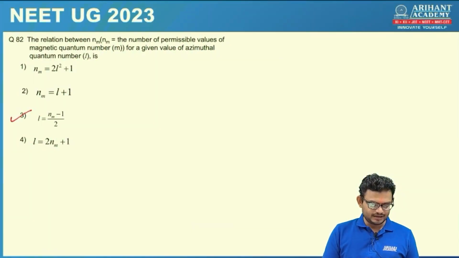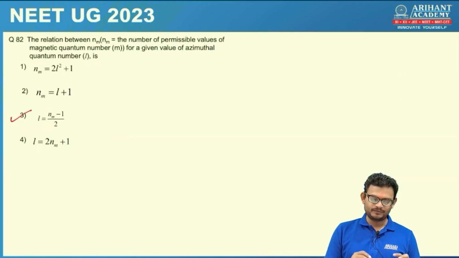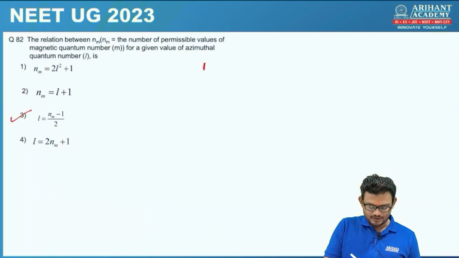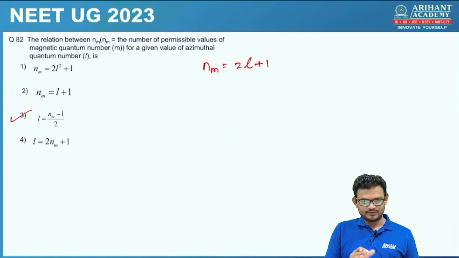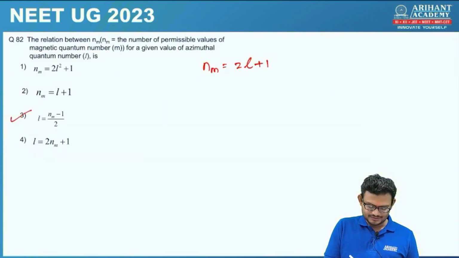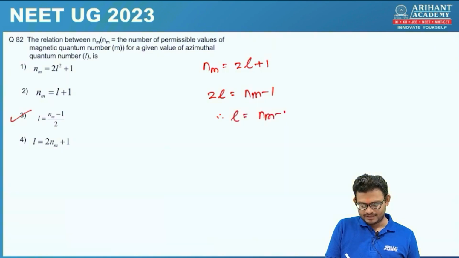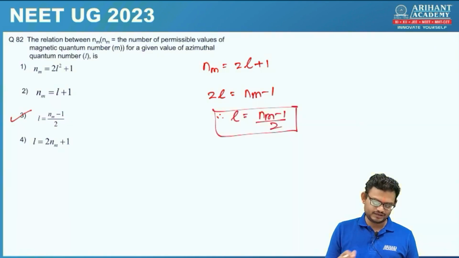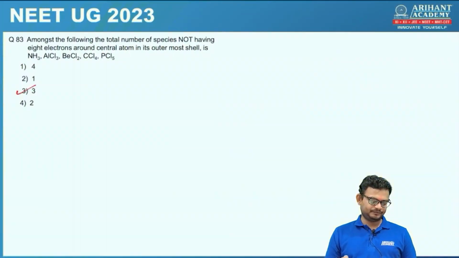The relation between Nm, where Nm is the number of permissible values of magnetic quantum number for a given value of azimuthal quantum number. Now we know the permissible values of magnetic quantum number is 2L plus 1. They have just twisted this around and given it to us. So if I just try to rearrange this, it would be 2L equal to Nm minus 1, or L is (Nm minus 1) by 2, which is option 3. Let's move to the next.